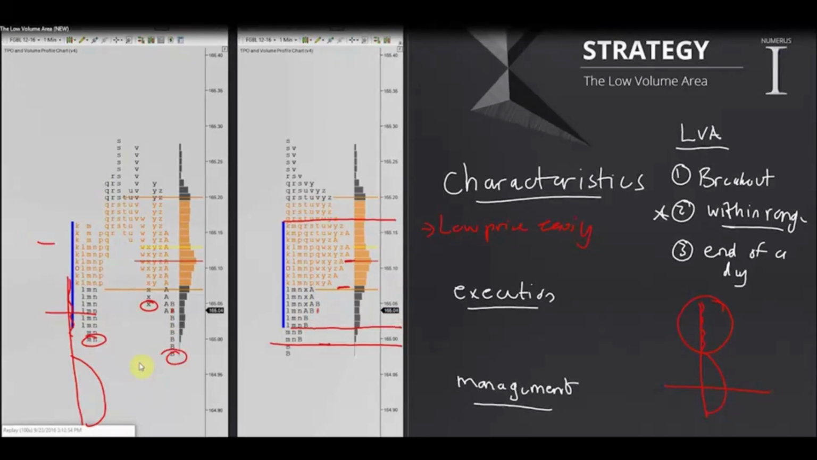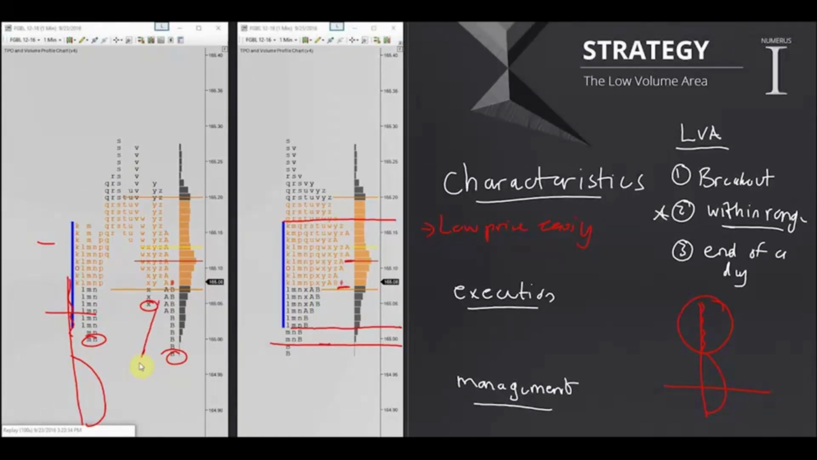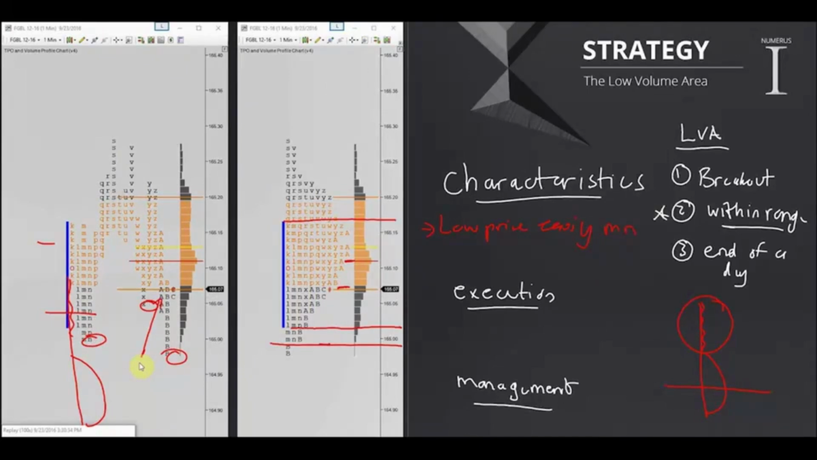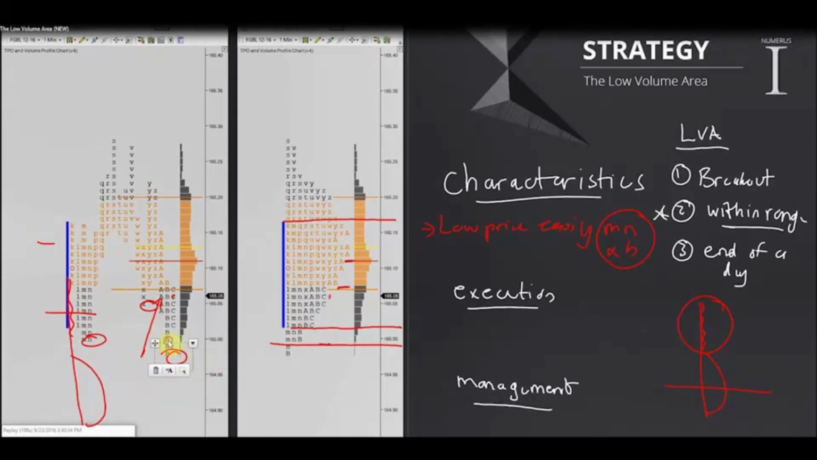So as you can see, the B print made a new low on the day, and straight away it got lifted back up and the market very quickly reversed in the opposite direction. So we can see it on the M print, the N print, the X print and the B print. The market has given us 4 separate opportunities to get involved ahead of the single prints.